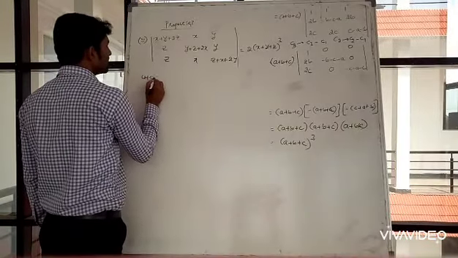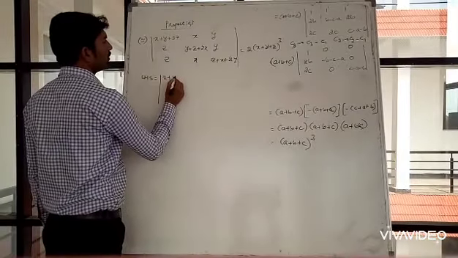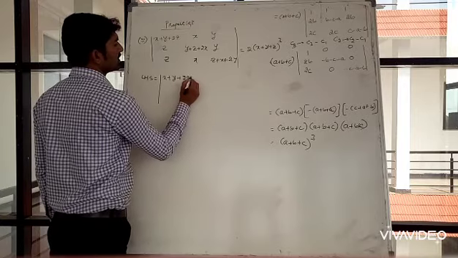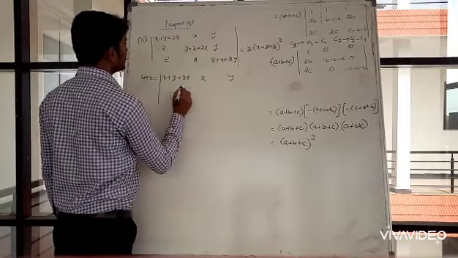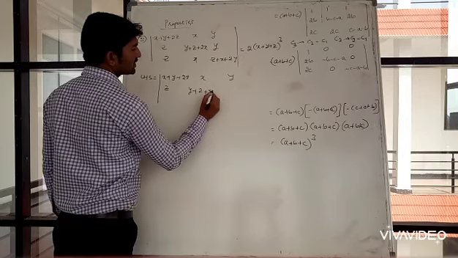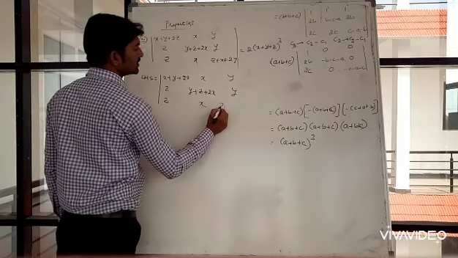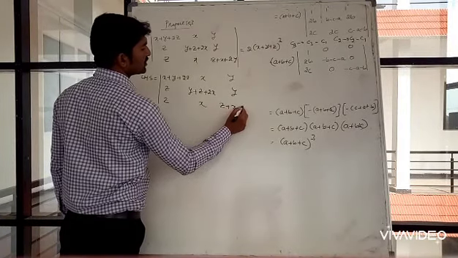So let us consider LHS part. X plus y plus 2z, x and y; z, y plus z plus 2x; here y, z, x, z plus x plus 2y is there.